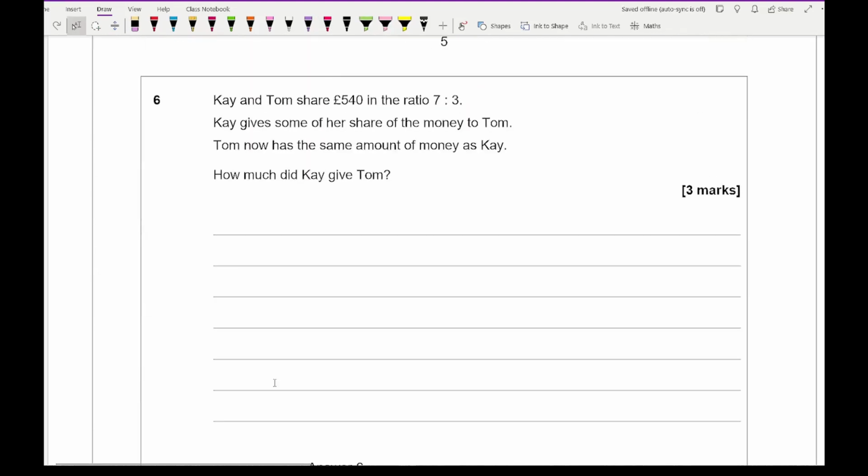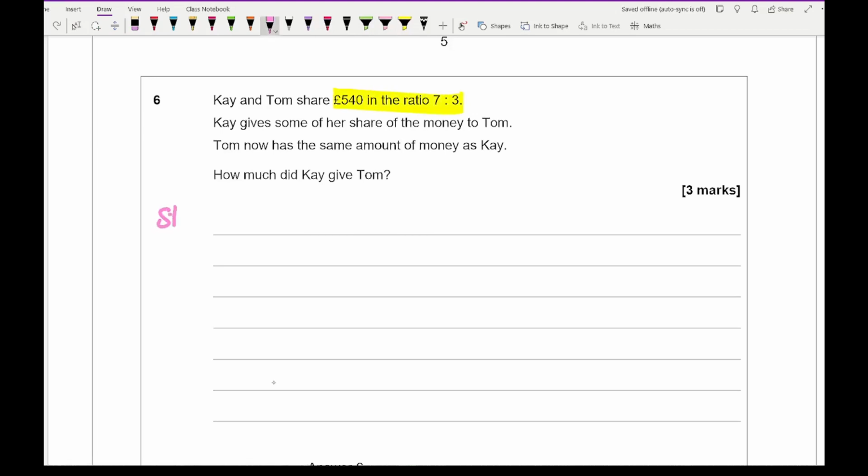Then moving on to question 6, it says that Kay and Tom share £540 in the ratio of 7 to 3. Kay gives some of her money to Tom. Tom now has the same amount as Kay. How much did Kay give Tom? So first things first with this question, let's see how much they originally had.